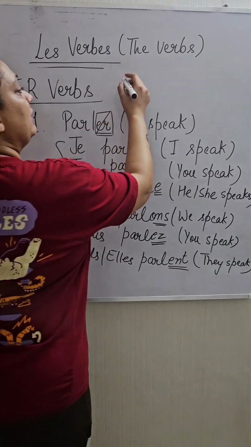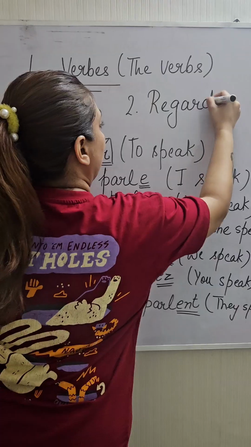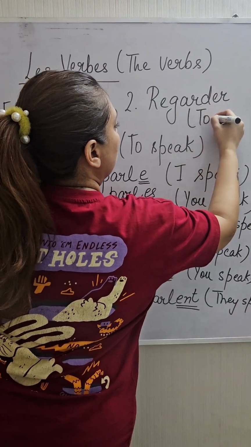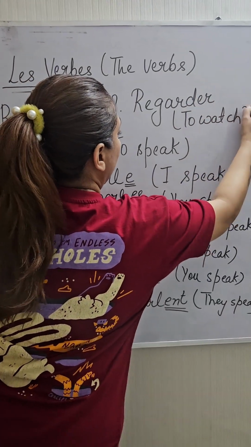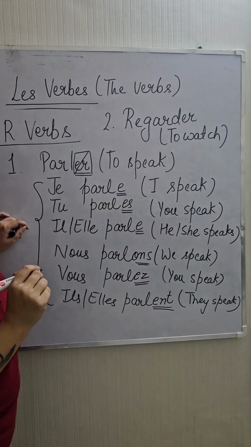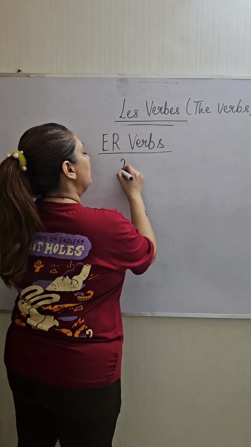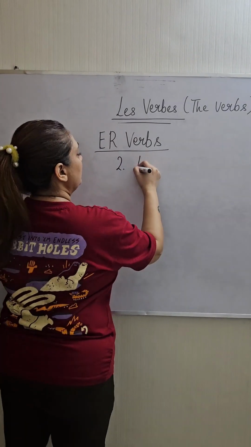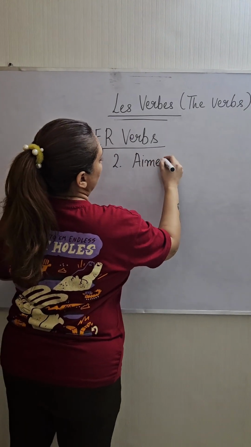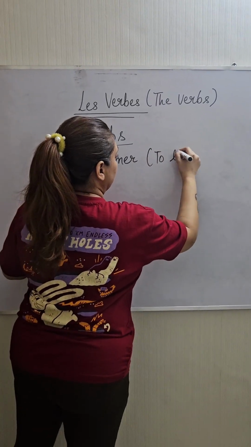Now you can do one thing. You can conjugate this verb regarder. Regarder means to watch. You can take it as homework and conjugate the verb regarder. Let us conjugate one more verb. We'll conjugate aimer. This means to like.